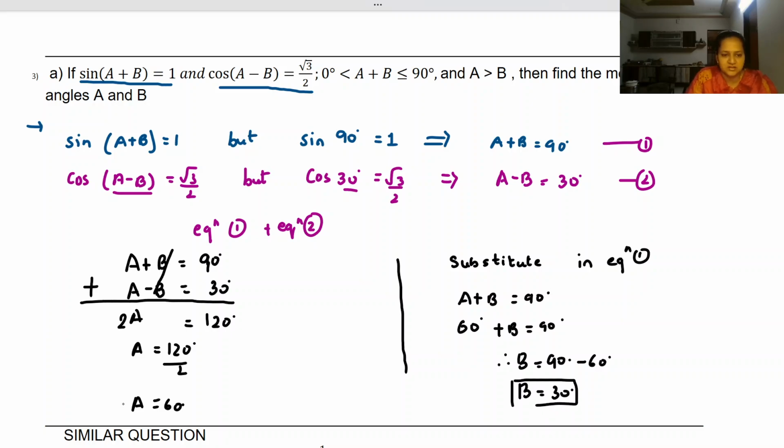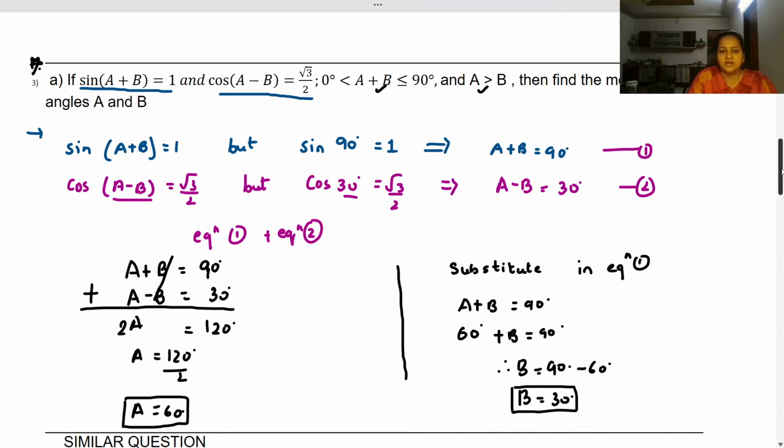And yes, the solution does satisfy the condition that a is greater than b. And if you check a plus b, that is 60 plus 30, 90. So it satisfies this condition and it satisfies this condition. That means our answer is correct. This is, children, a very important question. From your exam point of view, it is a very important question. Do not skip this. This is really very important.